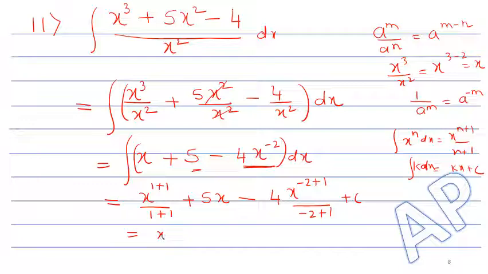This is x to the power of 2 by 2 plus 5x, minus 1 minus 2 is minus 1, so here it becomes plus, 4 into x to the power of 1 minus 2 is minus 1, plus c. Finally we can write it as x square by 2 plus 5x plus 4 by x plus c.